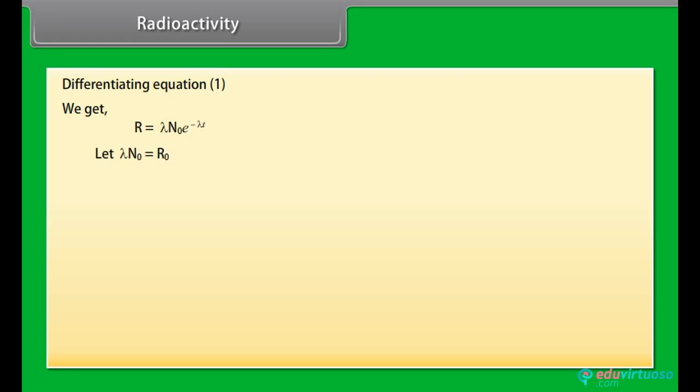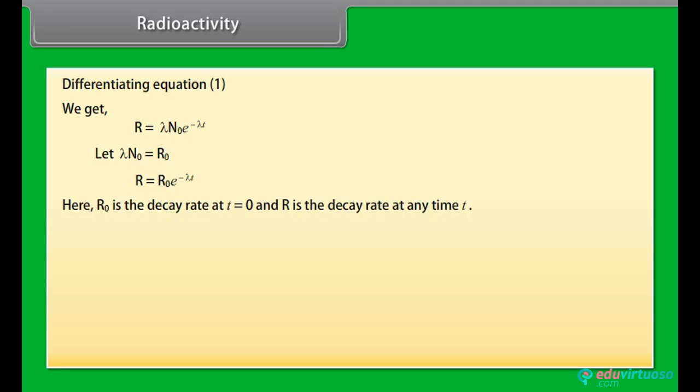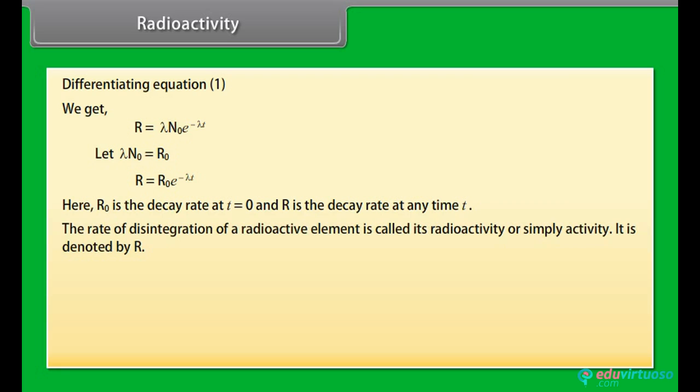Let λN0 equal R0. R = R0 e^(−λt). Here, R0 is the decay rate at t = 0 and R is the decay rate at any time t. The rate of disintegration of a radioactive element is called its radioactivity or simply activity. It is denoted by R.